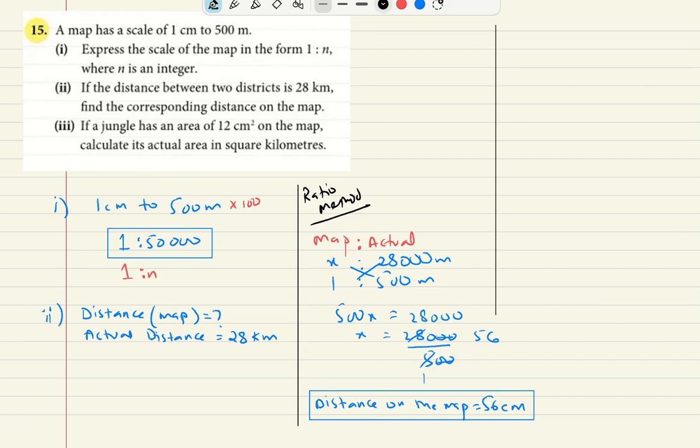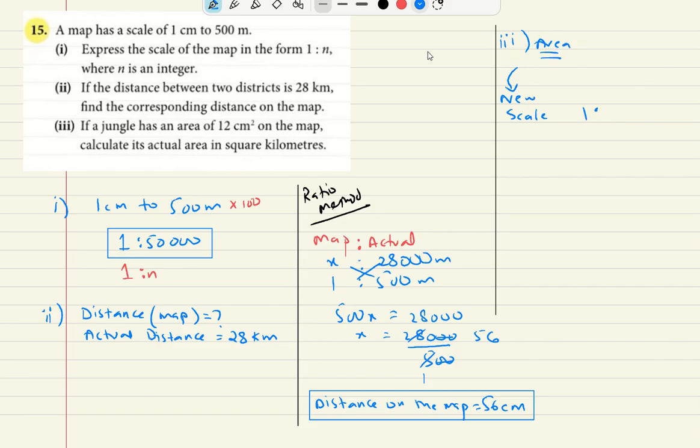All right. Next, part 3. In part 3, the requirement of the question is if a jungle has an area of 12 centimeter square. Now over here the area on the map is given, 12 centimeter square. So whenever we are finding out the area, we make a new scale by applying square on the existing scale.